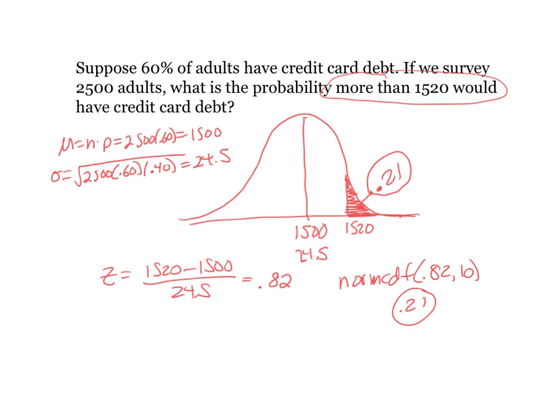Okay, so we just did this binomial problem using a normal distribution. And we could do that because those two conditions were met, that n times p is bigger than or equal to 10, and n times 1 minus p is bigger than or equal to 10. So don't forget, if we want to do a problem like this, we need to check those conditions. All right, good luck with the normal approximation to the binomial distribution.